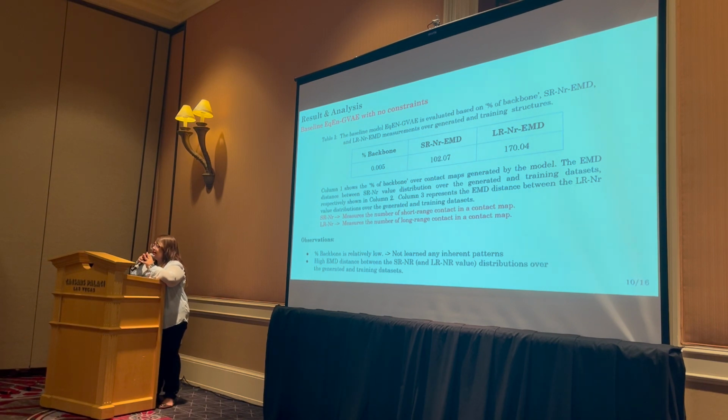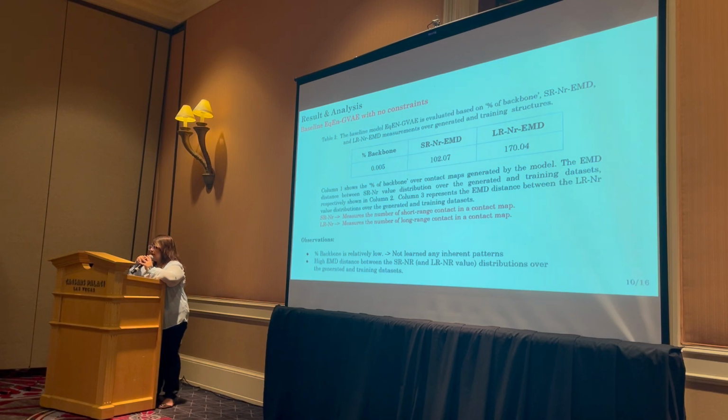So this is the first experimental setup, the baseline, where no constraint has been added. In the table, the first column represents the percentage of the backbone that has been generated over the contact map generated by the model. Just to add, for the evaluation, although we have generated 3D coordinates, for evaluation purposes we have converted every generated 3D structure to a contact map, and then added this result.